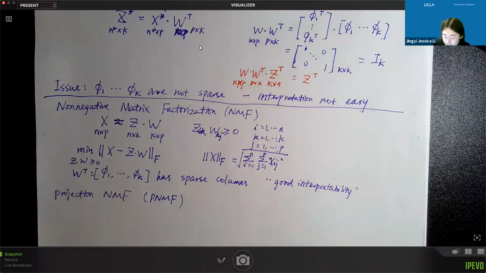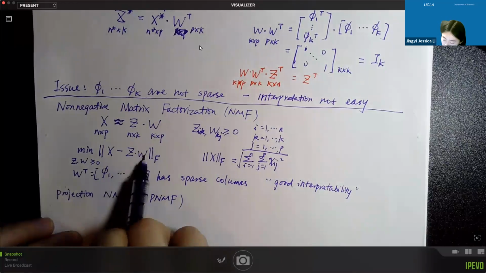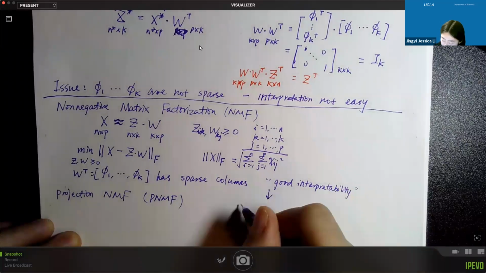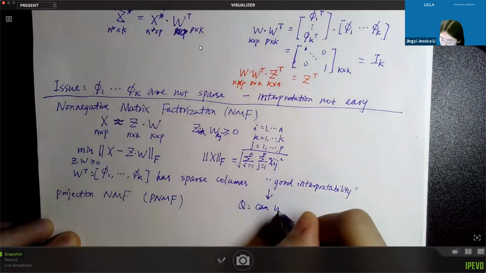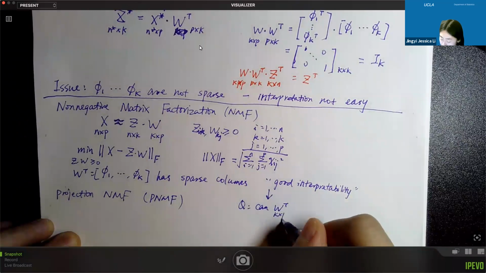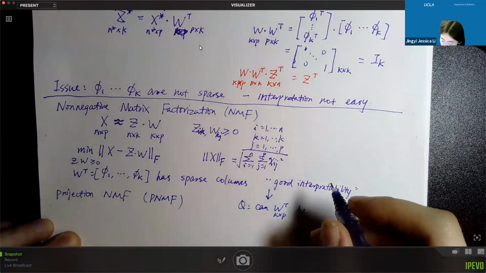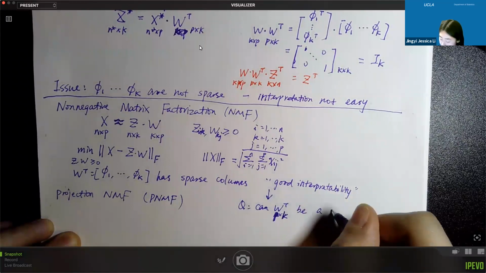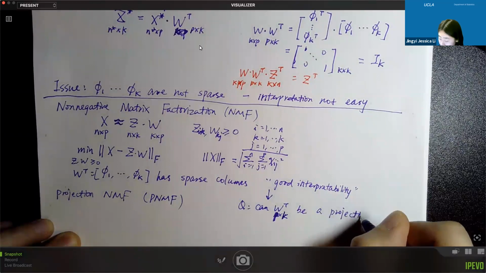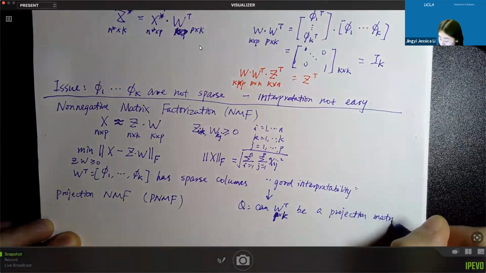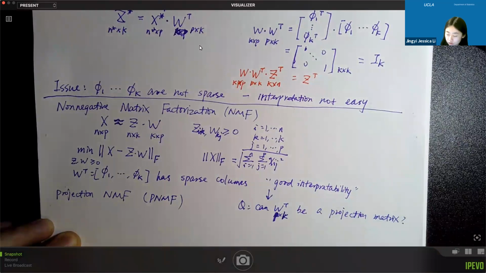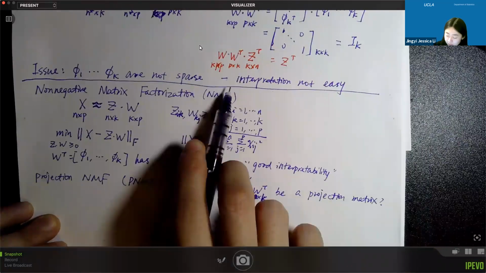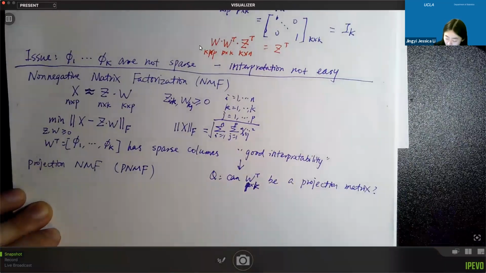So the solution will be a Z and a W. But this W is not necessarily a projection matrix. Why is that? From NMF, the question is, can W transpose, which is P by K, be a projection matrix? That's the question. Can we do the same thing as for PCA? Actually, the answer is no.